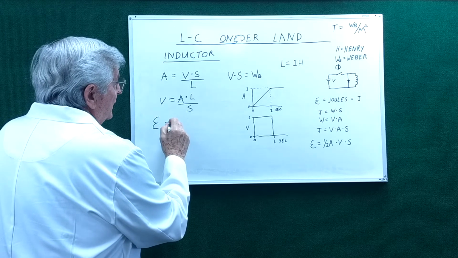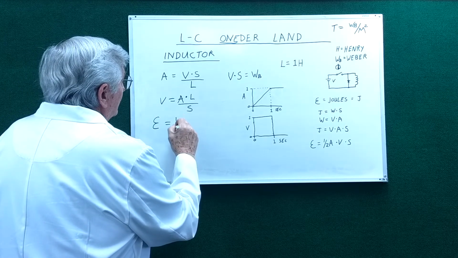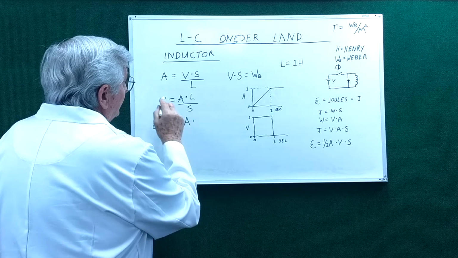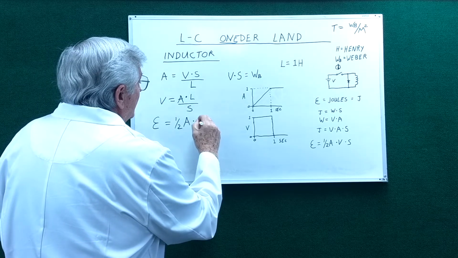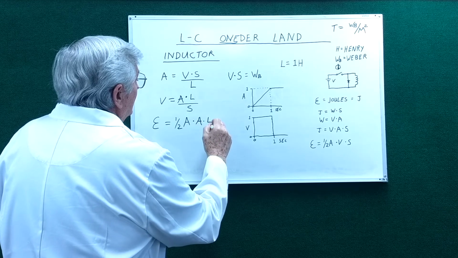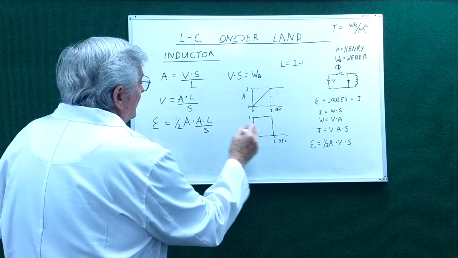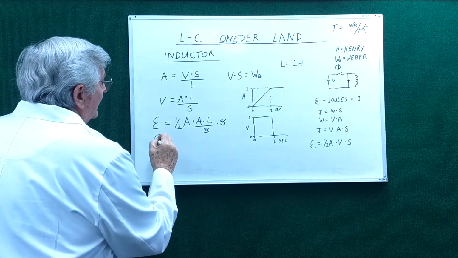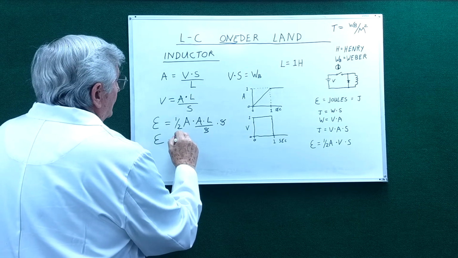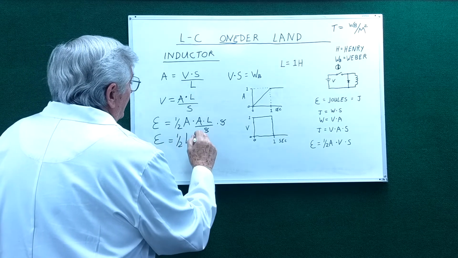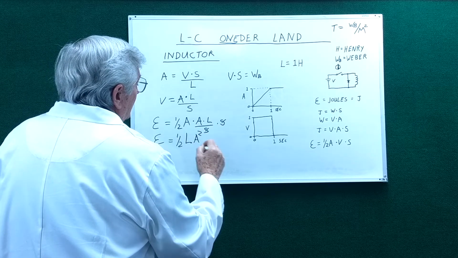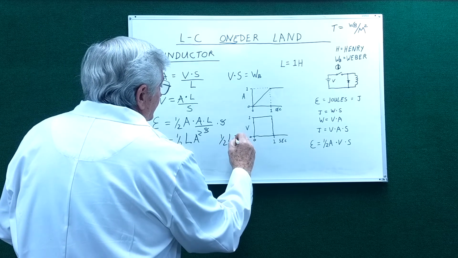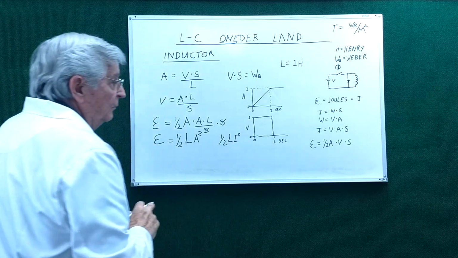And we have energy equals 1/2 the current amps times this, which is amps times henries over seconds, and that's all times seconds. So the seconds cancel out, and we have E equals 1/2 L times the amps squared. And you'll usually see that as 1/2 Li squared when we get back to the symbol I for current.